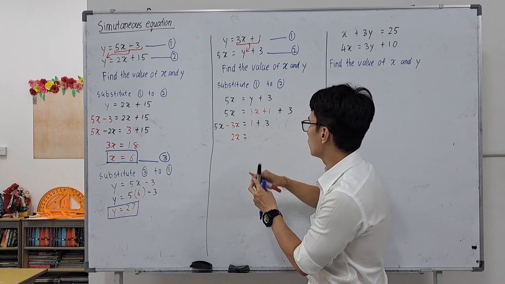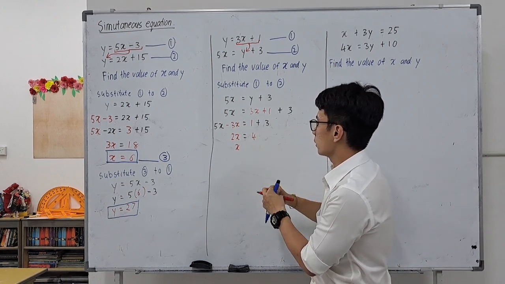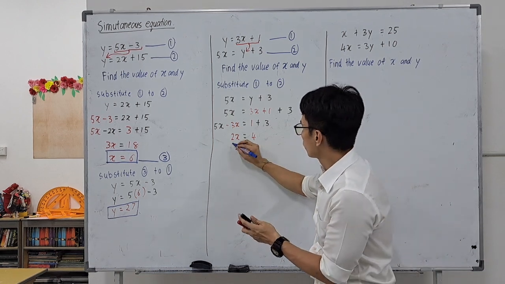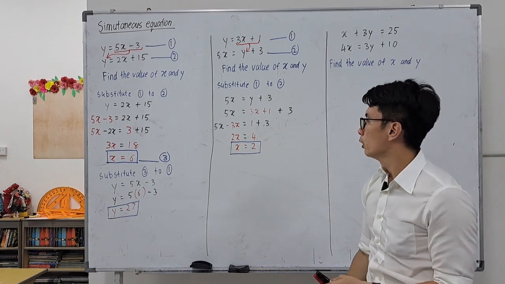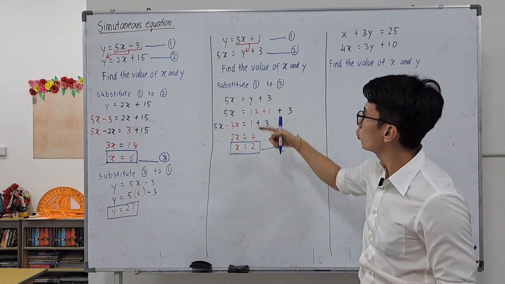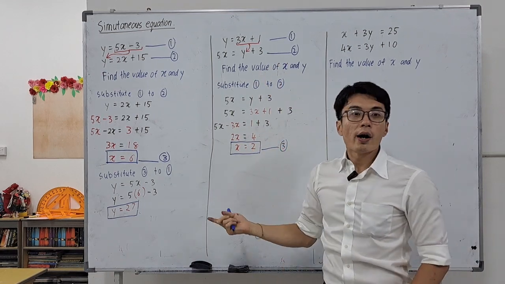Alright, and this will be equal to 4, and x is going to equal 2. So you have already found the value of x right now. Again, I will call this equation 3, and I'm going to do the same thing to find the unknown y here.